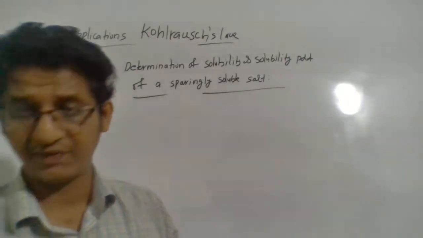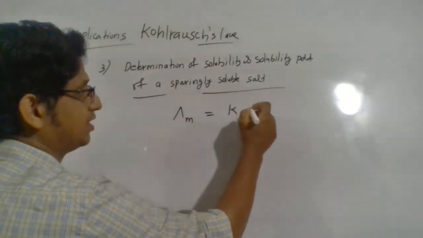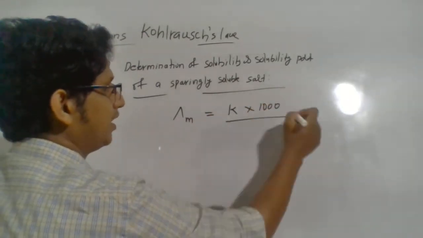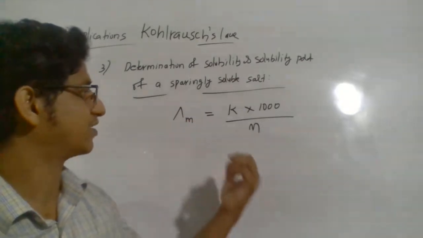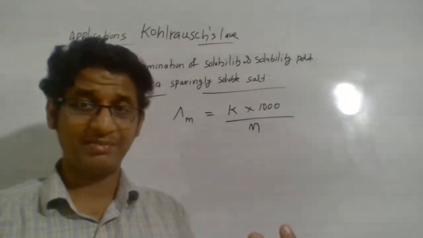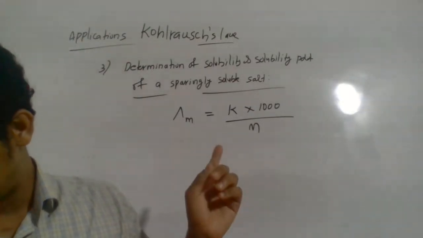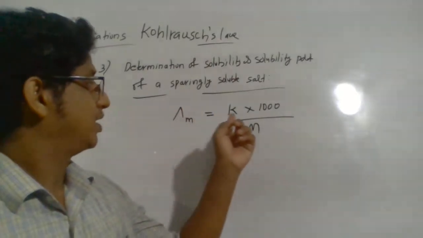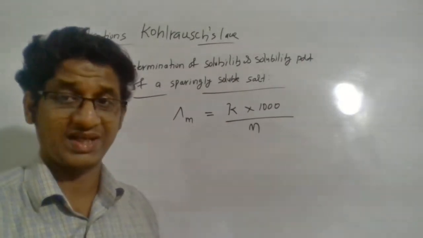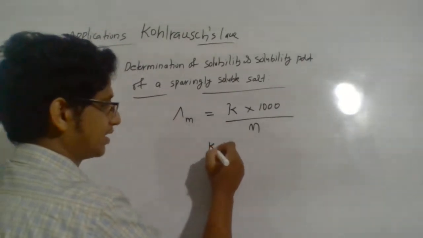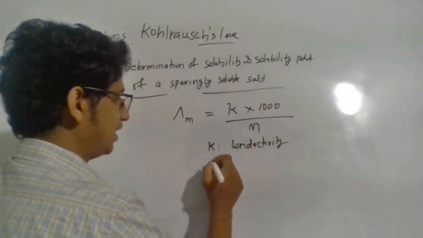Here we know molar conductivity is equal to conductivity into 1000 divided by molarity. If you express the molar conductivity of an electrolyte in Siemens centimeter square mole inverse, we have lambda m is equal to kappa into 1000 divided by m, where kappa is the conductivity. This we already saw in the previous lectures, please go through it. And m is the molarity.